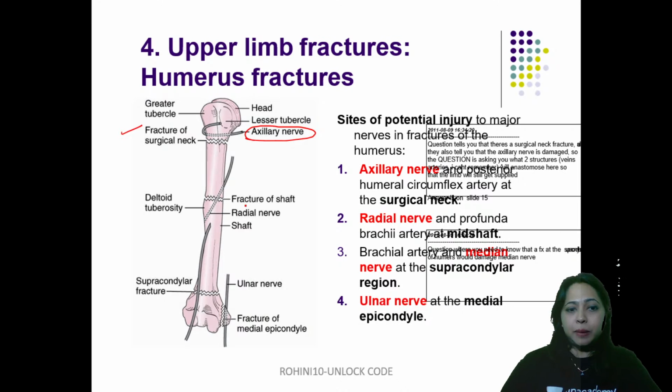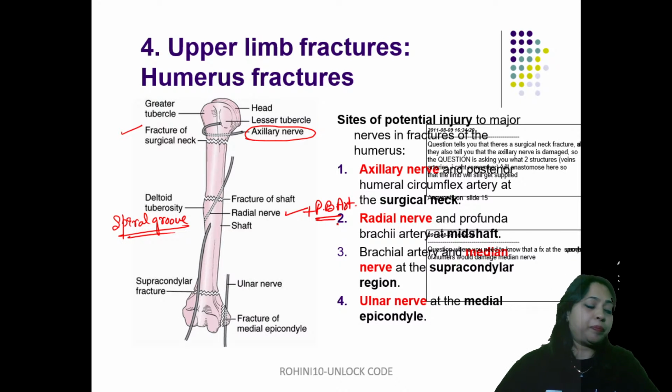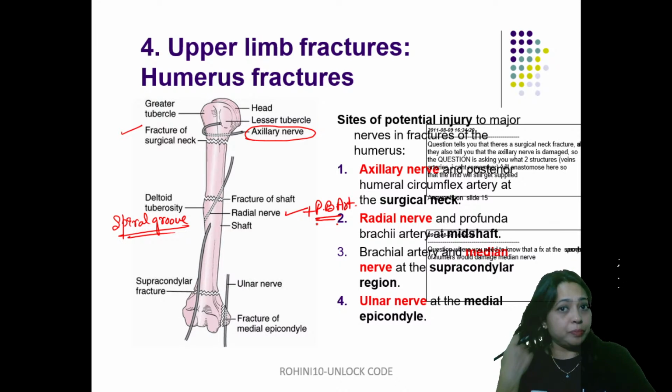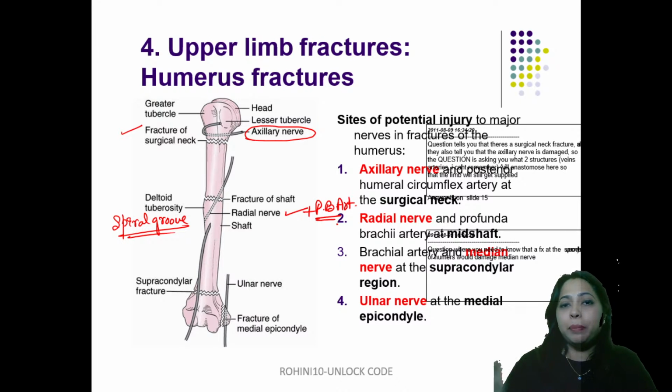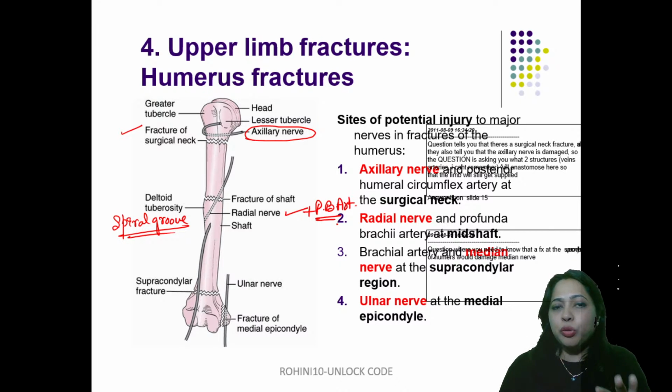Then near the deltoid tuberosity, we have the spiral groove. This is also called the radial groove. The spiral groove has two things in it. One is the radial nerve plus the profunda brachii artery. Don't forget the profunda brachii artery. It is not the brachial artery. It is the profunda brachii artery. Whenever you hear profunda, it is the deeper branch of the existing artery.